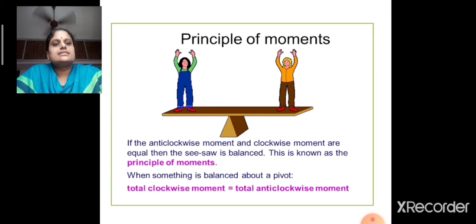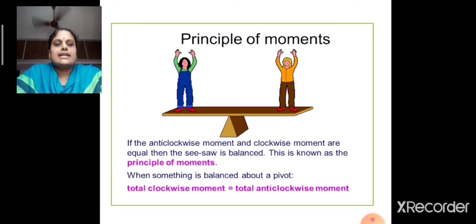Now, let us discuss the principle of moments. All of you might have enjoyed playing on a seesaw. We can see that if one of the weights is higher on one part of the seesaw, the object will tend to move in that direction. If the anti-clockwise moment and clockwise moment are equal, then the seesaw is balanced. This is known as the principle of moments.